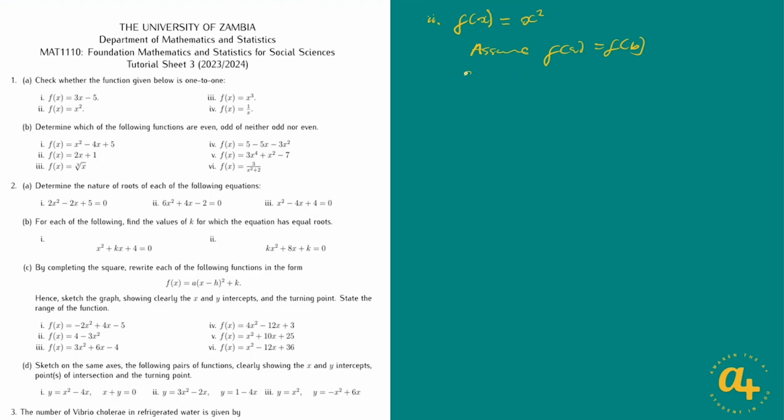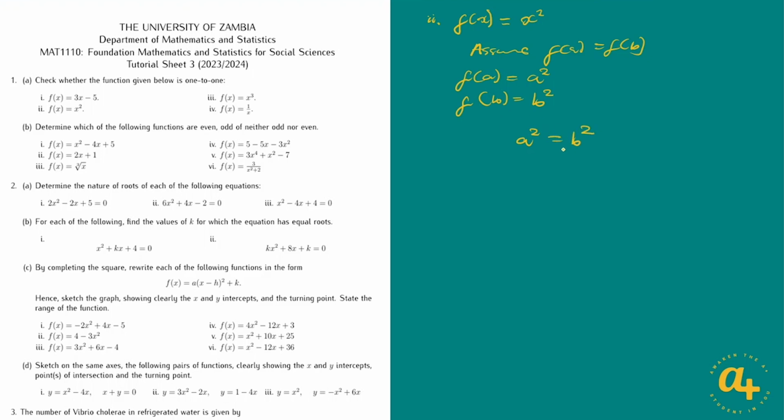Now, let's actually show that this function is producing two identical outputs. To do that, we are going to say f of a is equal to a squared. We're just substituting a for x. And then we're also going to say f of b is equal to b squared. We're simply substituting b for x. Now that we have our f of a and our f of b, we are going to assume that f of a is equal to f of b. To do this, we're going to equate the output f of a, which is a squared, to the output f of b, which is b squared.